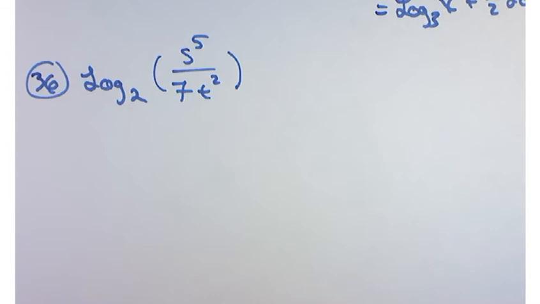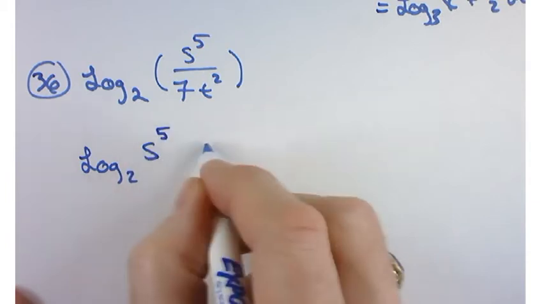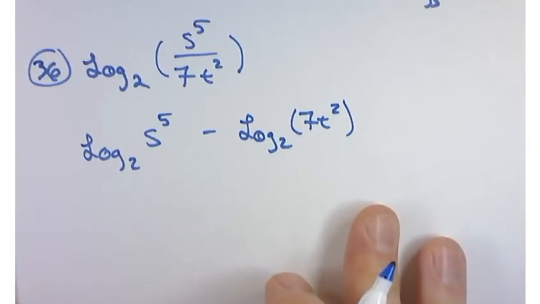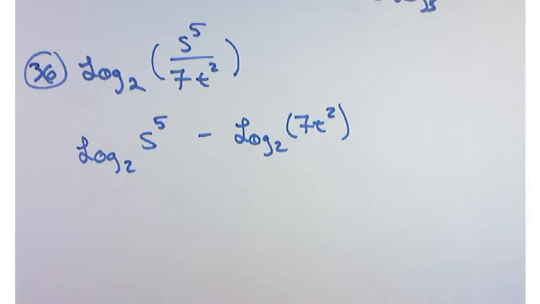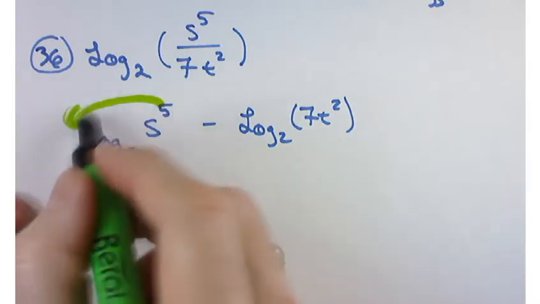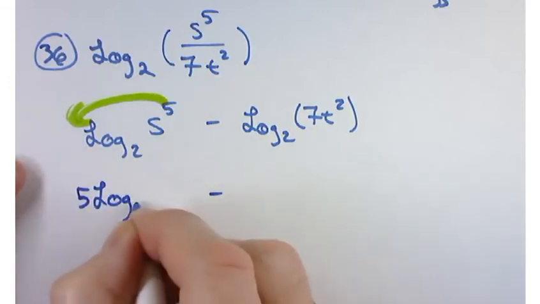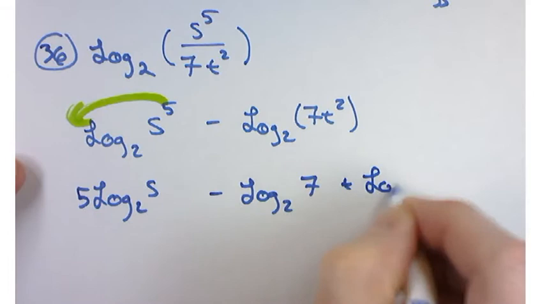So let's break it up using the quotient rule. And that becomes log base 2 of s to the 5th minus log base 2 of 7t squared. All right, so a couple things I can do here. What are you seeing when you look at this one? All right, so that would be the product rule, right? Now, let's see if you can catch my mistake here as I use the product rule. Also, at the same time, how about if I use the parachute rule for the first term? I can bring that 5 out in front. 5 log base 2 of s minus log base 2 of 7 plus log base 2 of t squared.